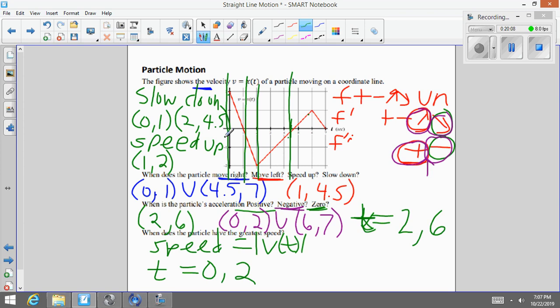Okay, let's now go from 4.5 to 6. Velocity is positive. Acceleration is also positive because the graph is increasing. So that means the particle is speeding up from 4.5 to 6. Sorry, this is a little messy. Okay, now from 6 to 7, velocity is positive, acceleration is negative, again because the graph is decreasing. So that means the particle is slowing down from 6 to 7.